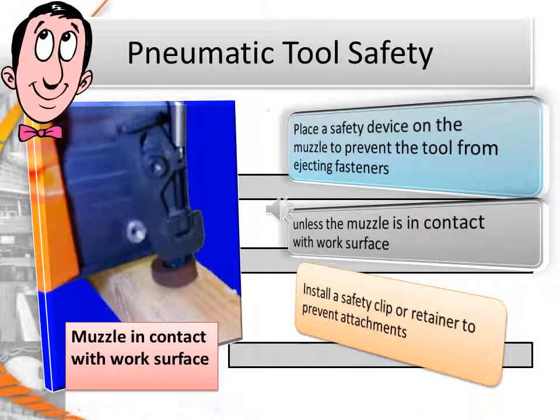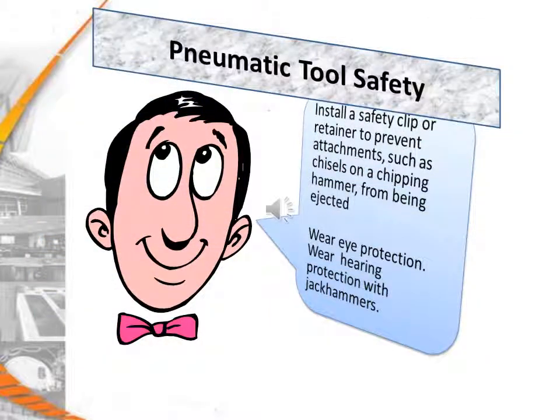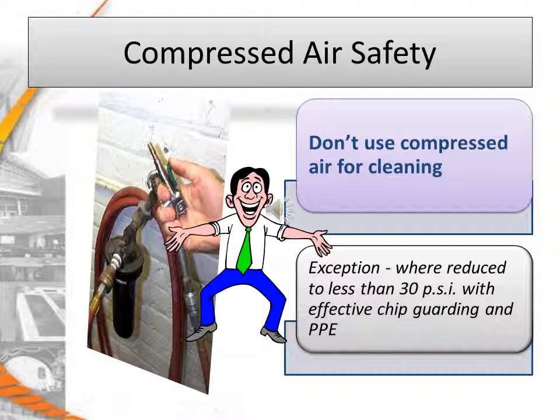Place a safety device on the muzzle to prevent the tool from ejecting fasteners unless the muzzle is in contact with the work surface. Install a safety clip or retainer to prevent attachments from being ejected. Wear your eye protection and hearing protection when working with jackhammers. Don't use compressed air for cleaning unless it is reduced to less than 30 psi.